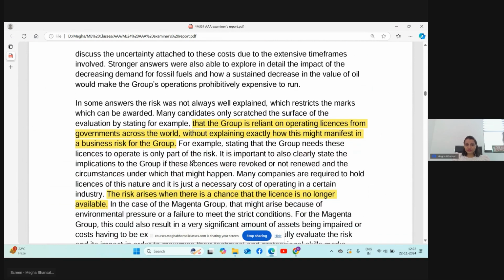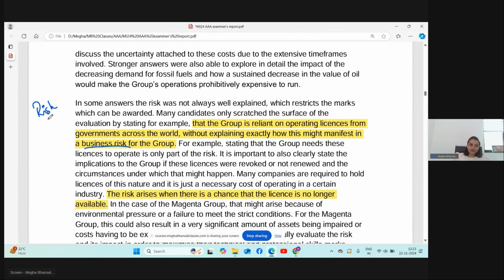Then they have given some examples of what the candidates have not explained really well. For example, the group is reliant on operating licenses from governments across the world, without explaining how this might manifest in a business risk. So you have just identified, you have not explained. Just identification will also not give you marks. You have to explain that because we are reliant on operating licenses, if we do not continue to obtain these licenses, we will not be able to conduct our business. That is the risk. So please write risk in simple language.